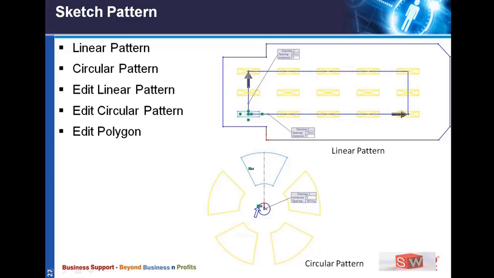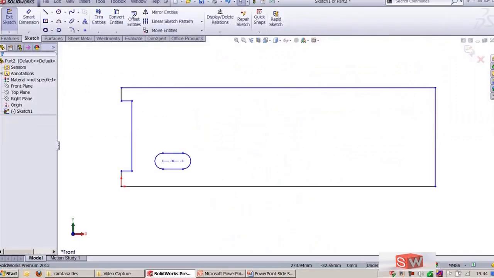As you want to create a number of slots required for a solar panel, or you want to create a number of slots to be placed on an alloy wheel for creating the provision for the spokes. These are the different areas where you require the sketches to be copied in a linear or in a circular fashion. Let's see how we can do it in SolidWorks.